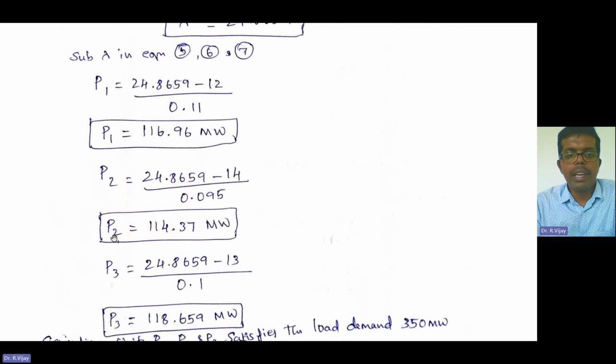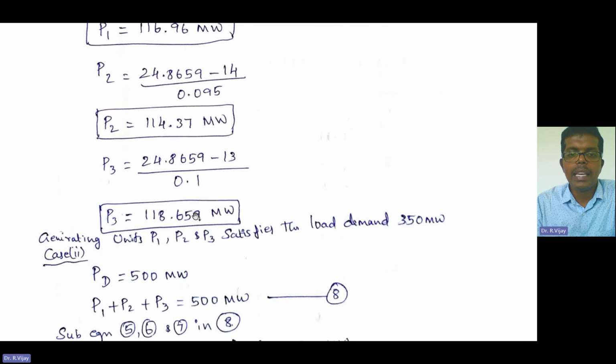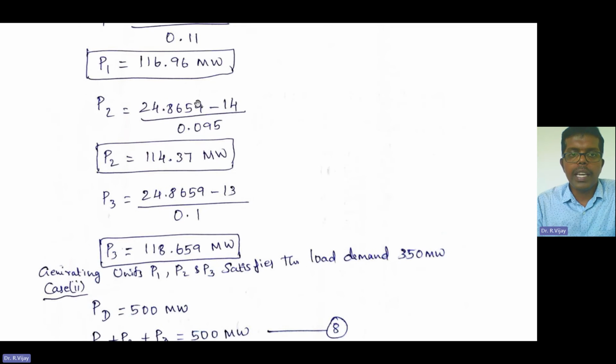And similarly, we are getting P2 as 114.37 megawatt. Similarly, for P3 also, the lambda value we are substituting here, and we are getting the answer P3 as 118.659 megawatt. So here, now we need to check whether it satisfies the load demand or not.